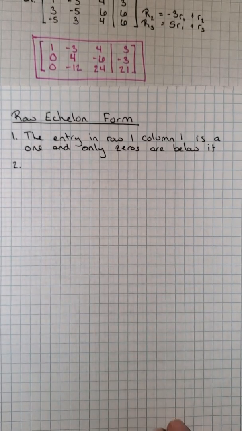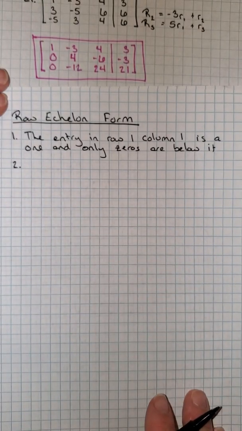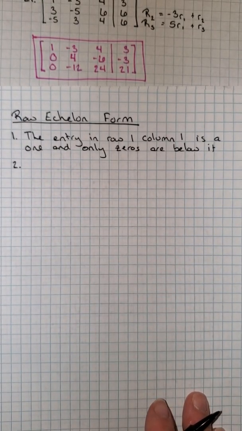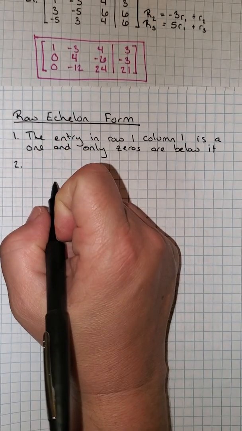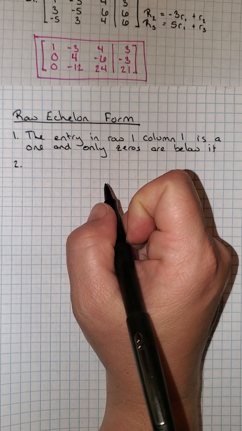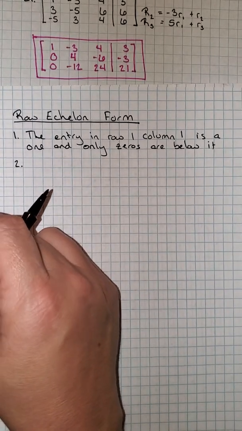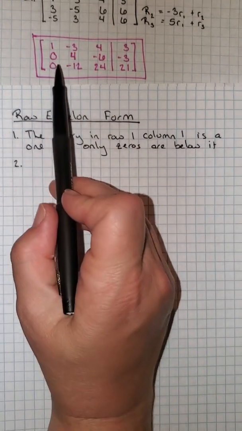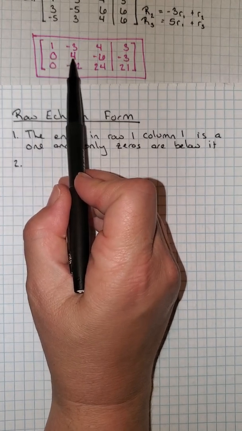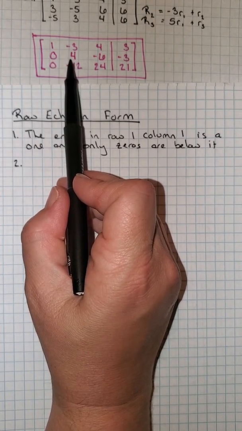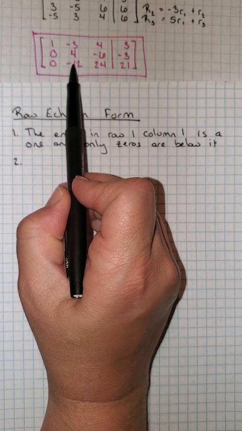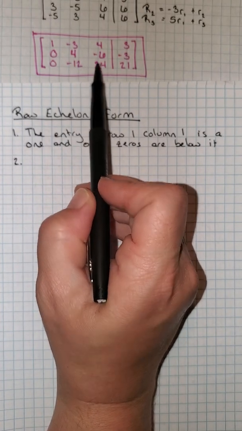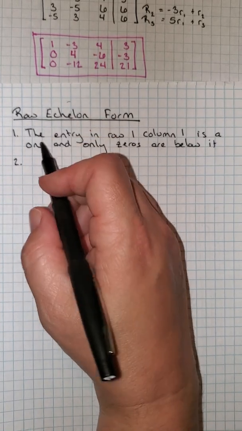All right, the second thing you have to have in order for it to be in row echelon, the first non-zero entry in each row after the first row is a 1, and only zeros are below it. The 1 is to the right of the first non-zero entry. So the next thing we would need is for where this 4 is to be a 1. So this would be a 1, this would be a 1 with zeros below it. And then actually this one would be a 1 since we're on the diagonal.